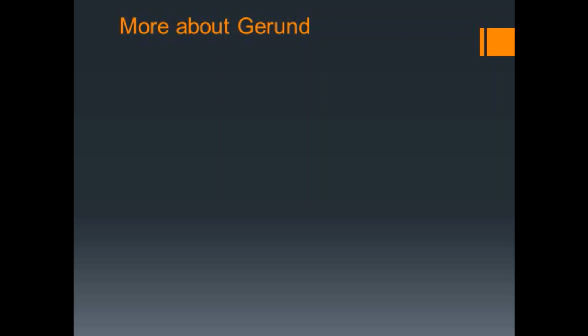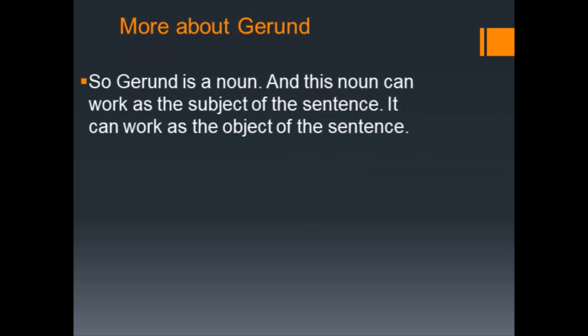Let's learn more about gerund. So gerund is a noun. By this time we know that. And this noun can work as the subject of the sentence, and it can work as the object of the sentence. So we know that a noun can be a subject of the sentence. It can also be an object of the sentence. As gerund is a noun, so it can be used as a subject, and it also can be an object.